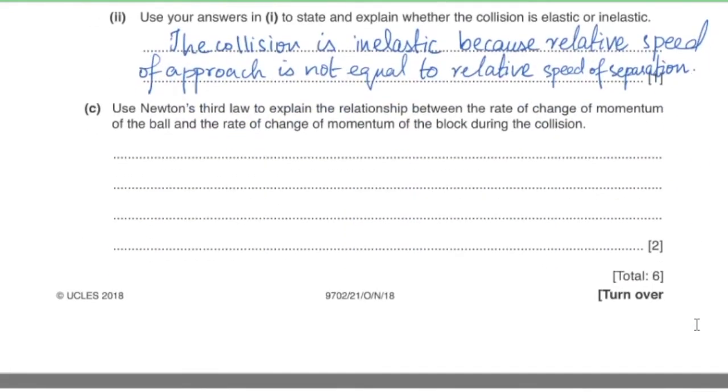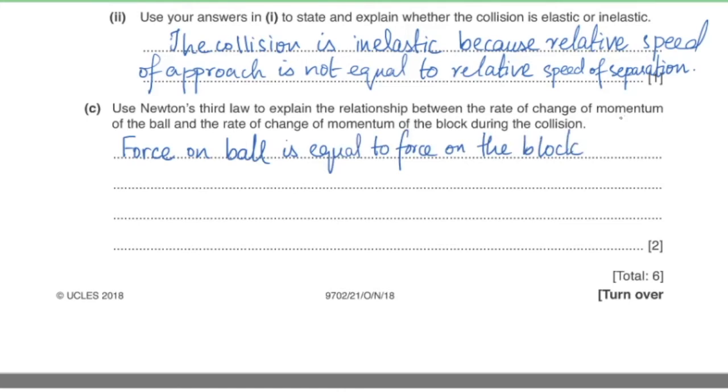Part C, use Newton's third law to explain the relationship between the rate of change of momentum of the ball and the rate of change of momentum of the block during the collision. So Newton's third law describes how two forces will exert equal magnitude of forces on each other but in opposite direction. I can write that after collision, force on ball is equal to force on the block, but in opposite direction.